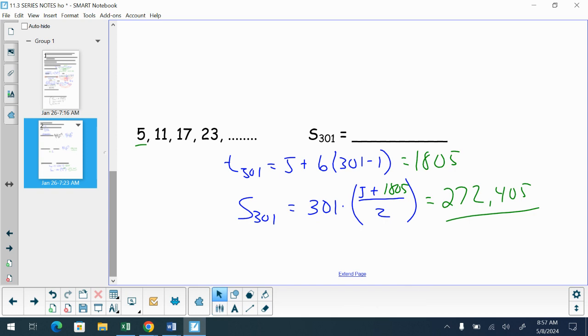All right, questions you have? Once again, the nice thing about the geometric is you only need to know the first term. You need to know the first term, the ratio, and how many terms you're dealing with. For arithmetic, you need to know the first and last term, and how many terms you're dealing with.